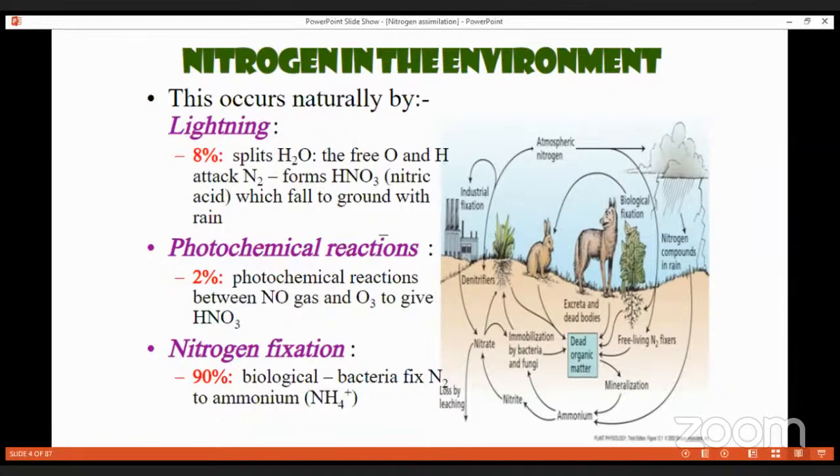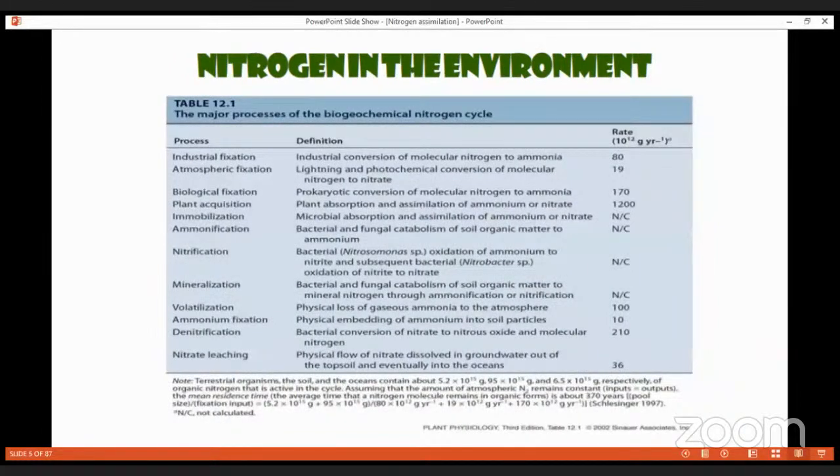So this is how nitrogen in our environment works, and that's why the study of nitrogen fixation is important. As you can see, there is a table where the different processes involved in the biogeochemical nitrogen cycle are given, along with the rate at which they occur. There are various processes like industrial fixation, atmospheric fixation, biological fixation, plant acquisition, immobilization, ammonification. All these processes are part of the biogeochemical nitrogen cycle.